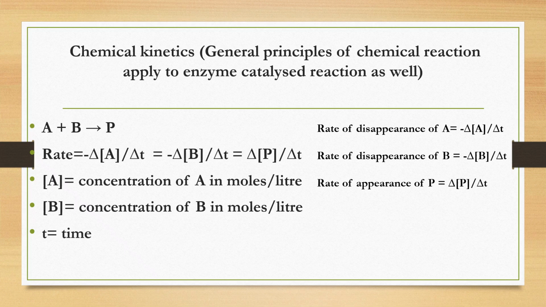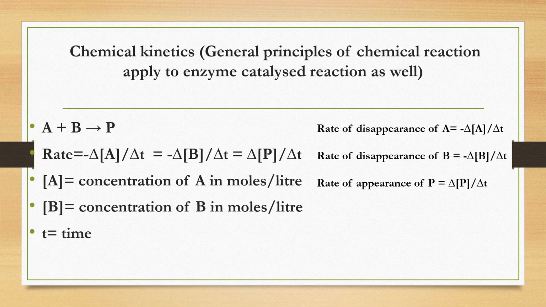General principles of chemical reactions also apply to enzyme-catalyzed reactions. Now consider a very simple reaction, where A and B are the reactants which are being converted to product. The rate of this reaction can be expressed as change in concentration of A with respect to time, change in concentration of B with respect to time, and change in concentration of product with respect to time. Now A and B are being used up in the reaction, and P, the product, is being formed.